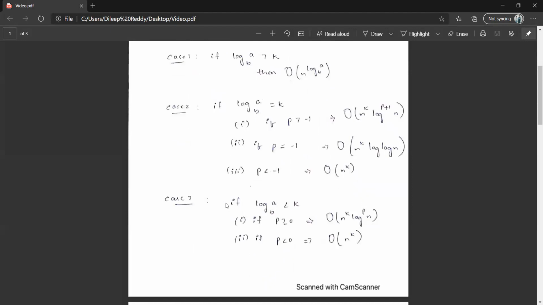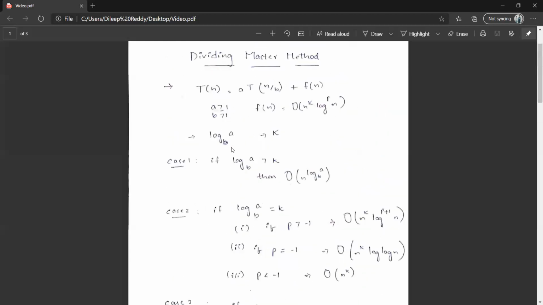And the third case is if log a base b is less than k. Here again we have two cases. The first one is p is greater than or equal to 0, and the second one is p is less than 0. If p is greater than or equal to 0, we have O(n^k log^p n). If p is less than 0, we have O(n^k). So these are the three cases for the dividing master method.